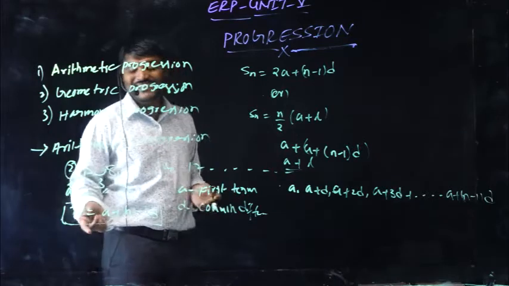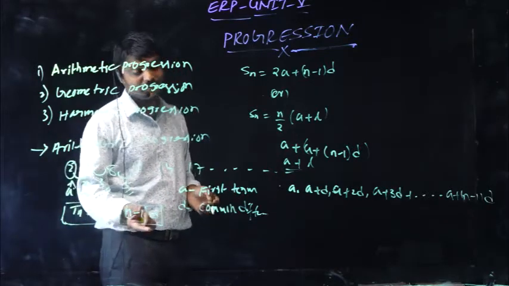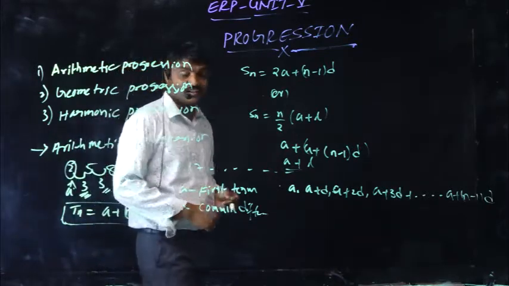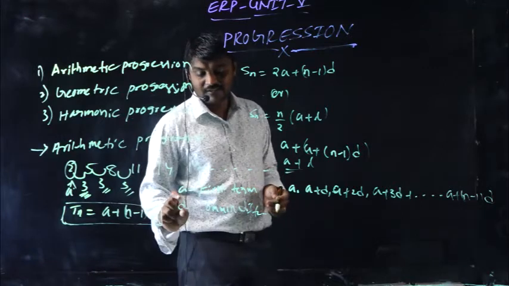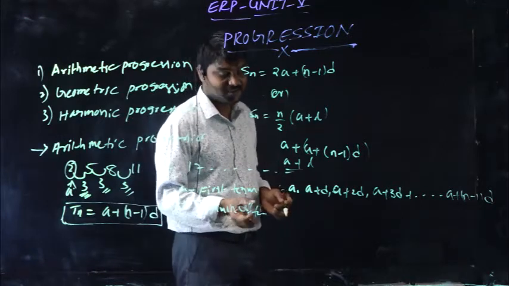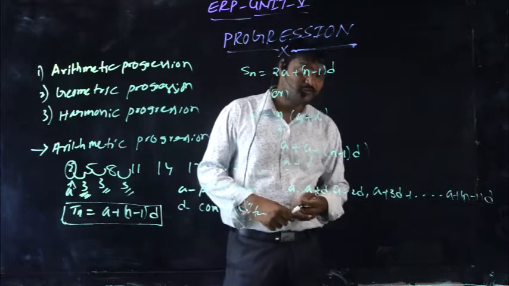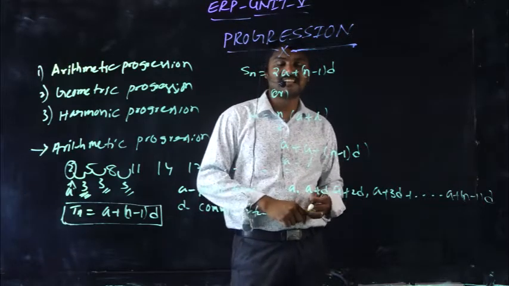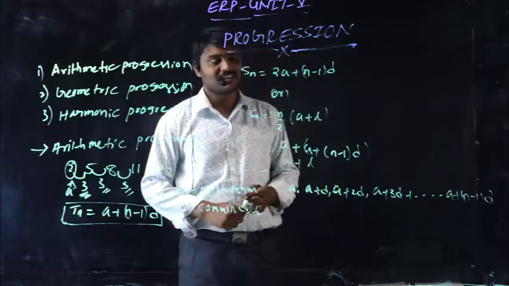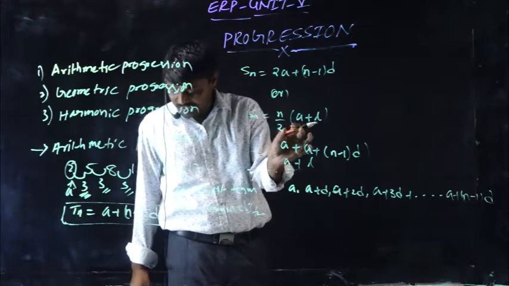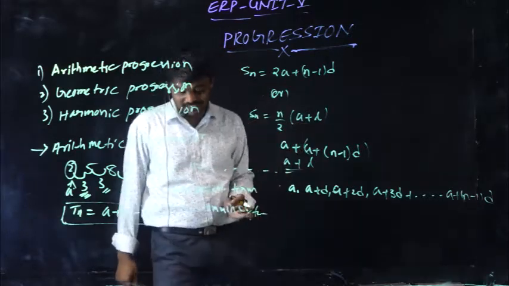So if you want Tn, the nth term equals a plus n minus 1 into d. Here a is the first term, d is the common difference, and n is the number of terms. If you want Sn, it is n by 2 into 2a plus n minus 1 into d. Otherwise, Sn equals n by 2 into a plus l.